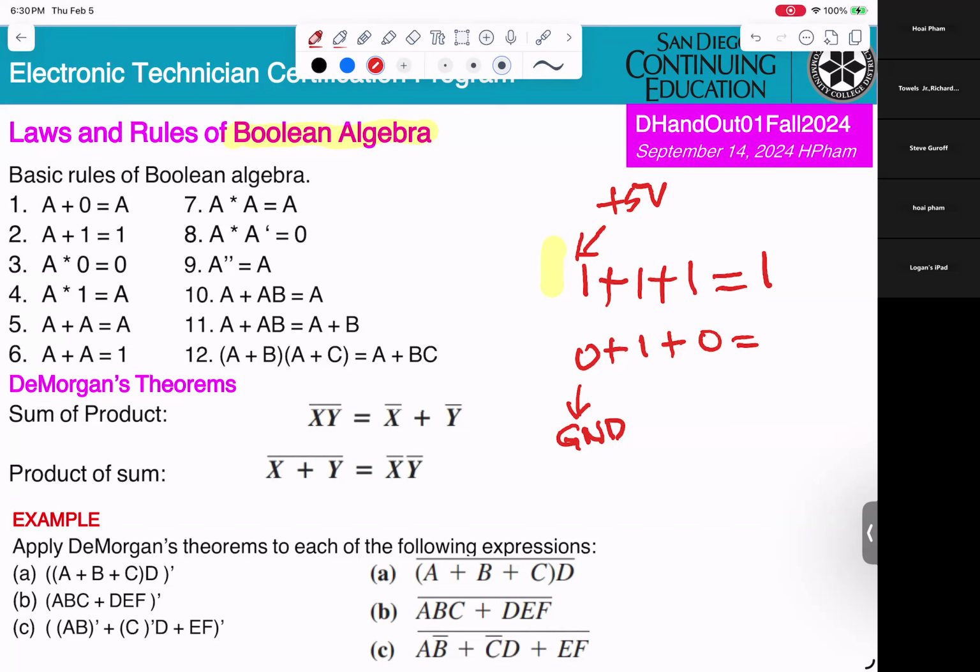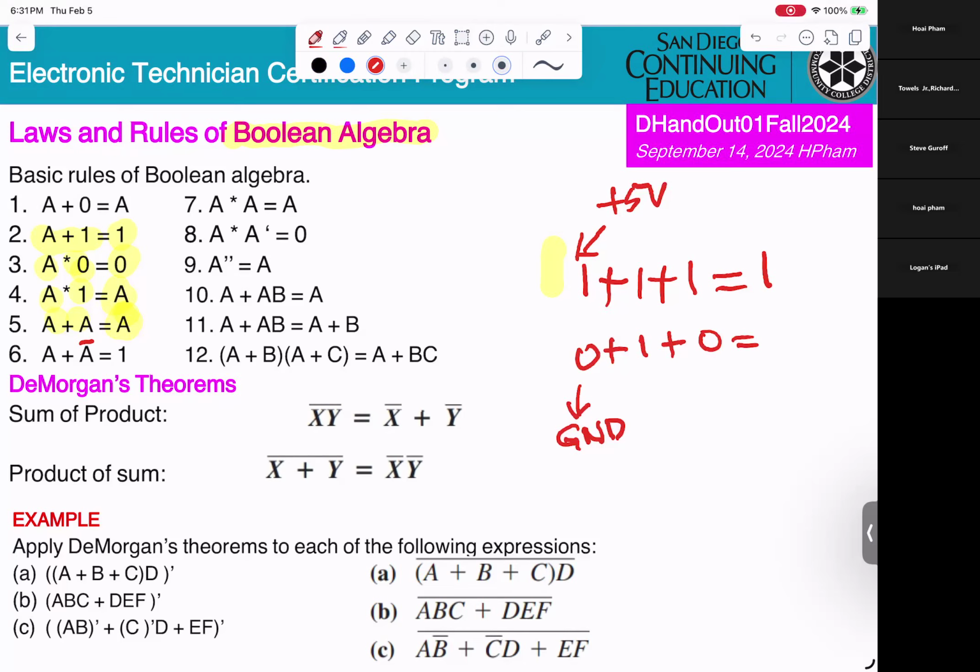A plus 1 equals 1. A times 0 equals 0. A times 1 equals A. A adding A equals A. No, I think this is supposed to be A adding not A. If A equals 0, not A equals 1. If A equals 1, not A equals 0. A times A equals A.